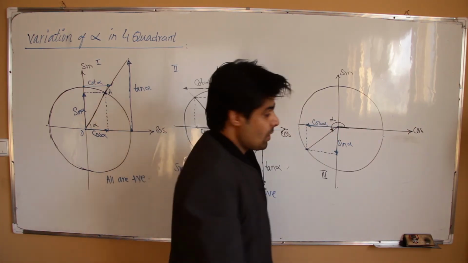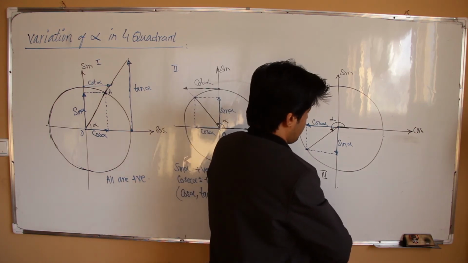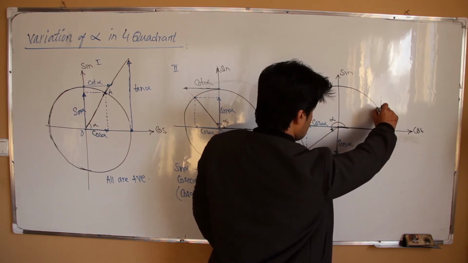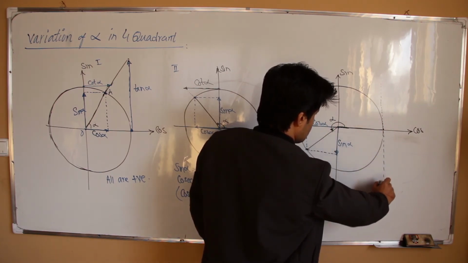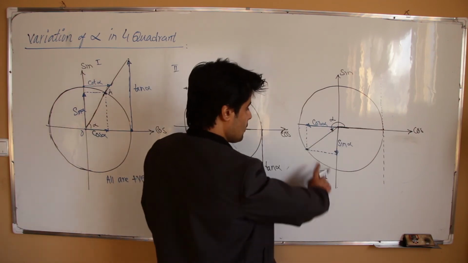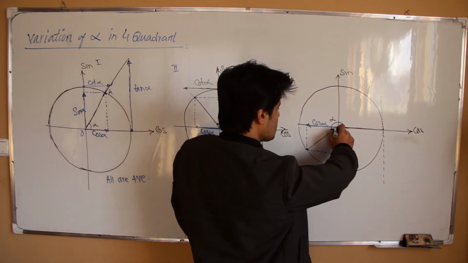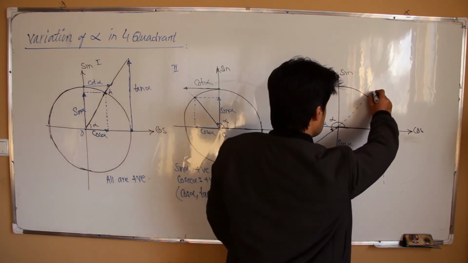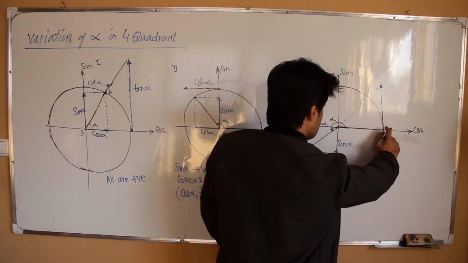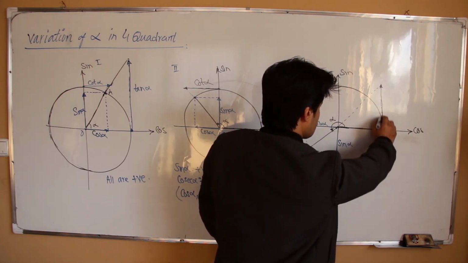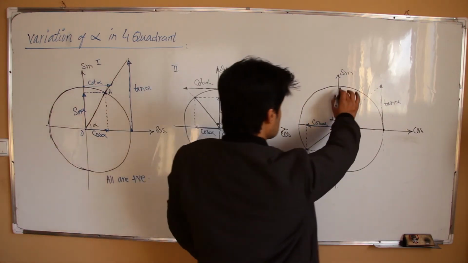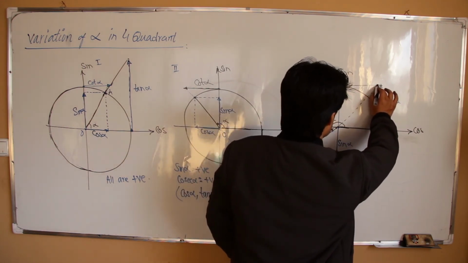What's the value of tangent? You have to make a tangential line here and extend the final side to meet that tangential line. They meet each other here. From here up to here, this is called tangent, and this is our cotangent.